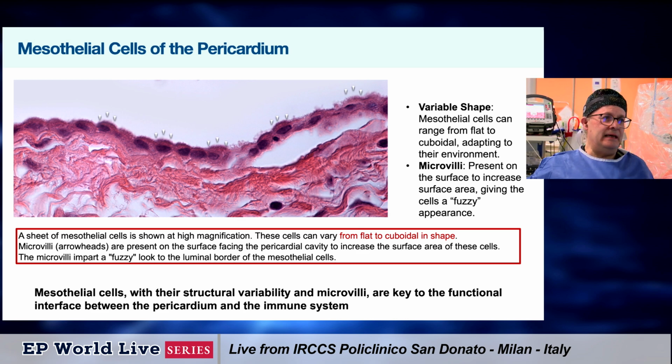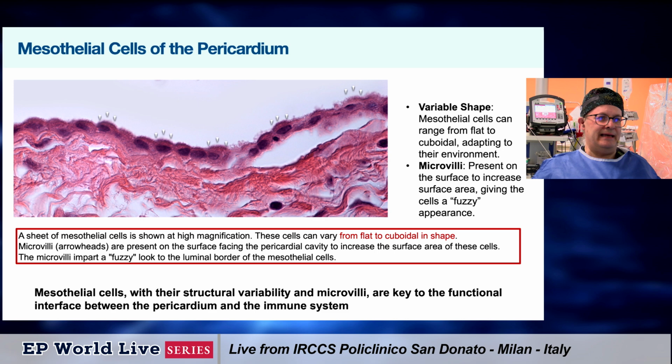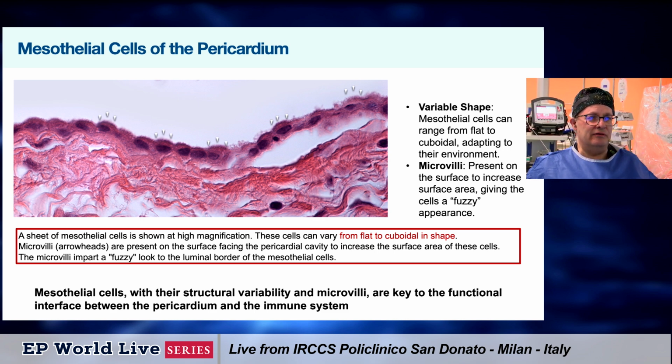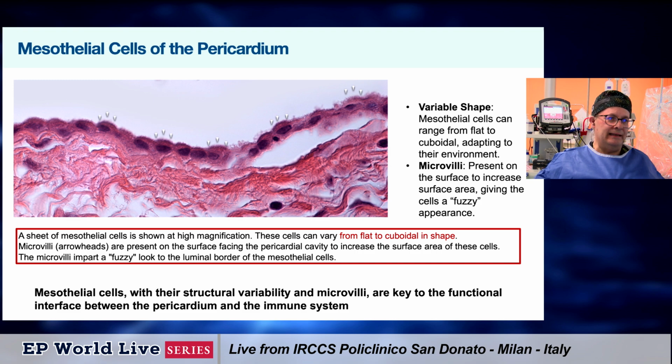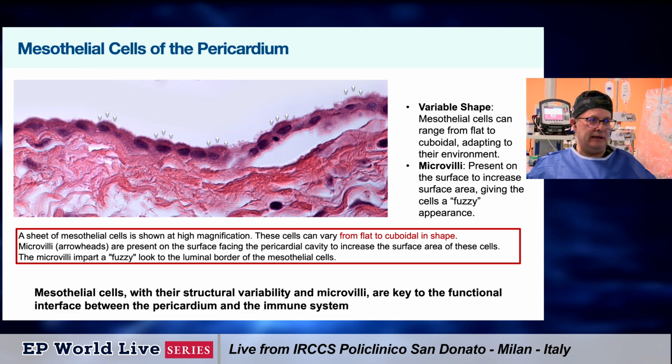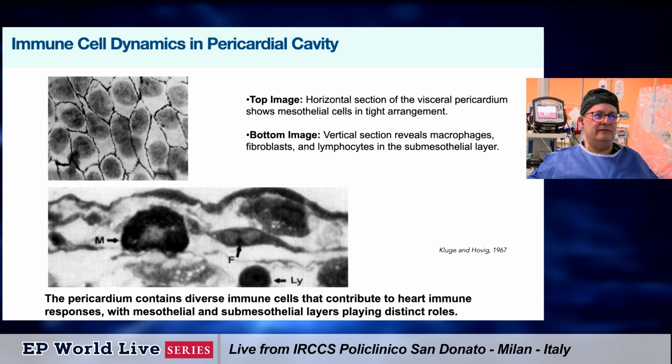You see, this is the typical mesothelial layer of the pericardial cavity, facing the pericardial fluid. But what is important to say is that these cells are not typical mesothelial cells, but can range in morphology from flat to cuboidal, adapting their activity to the environment. Important is the presence of microvilli. And this mesothelial population is very close to other immune cells, lymphocytes, fibroblasts, and monocytes. In particular, a lot of macrophages in this chamber.